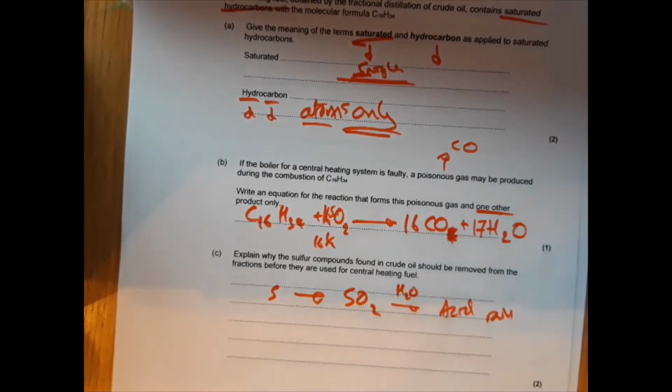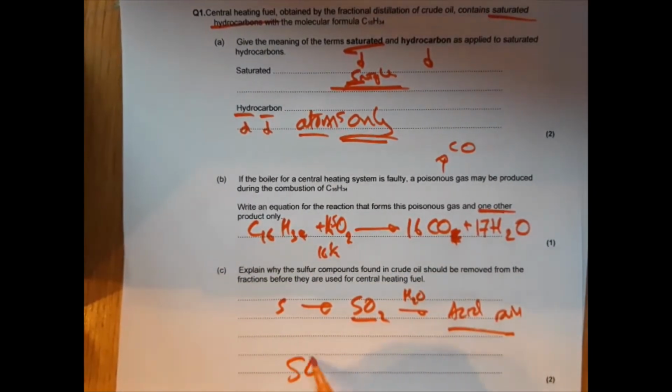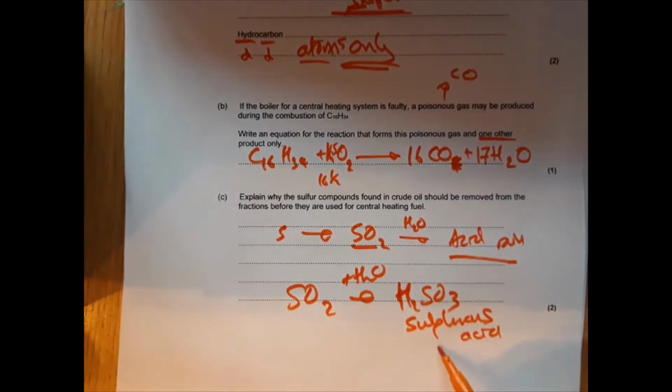Let's check the mark scheme. SO2 produced makes acid rain. What happens with sulfur dioxide? It goes into the clouds, reacts with H2O, and adds to make H2SO3, which is called sulfurous acid. And then this is oxidized in the rain to make H2SO4, which is sulfuric acid.